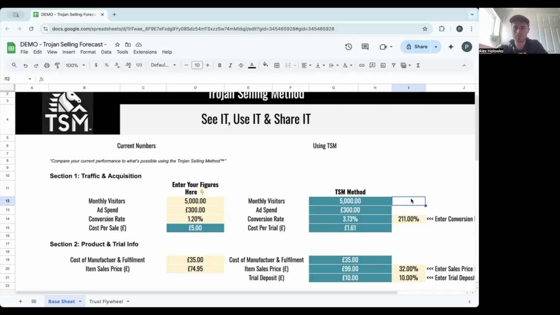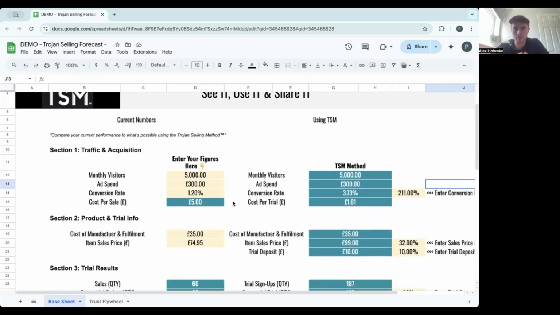We're continuing to optimize this so we can hopefully see better conversion rates. That's something that I think we can definitely look forward to in the future. But for now, 211% was our result, right? So that would bring that 1.2% conversion rate to 3.73. But again, guys, you put in your own information here, right?